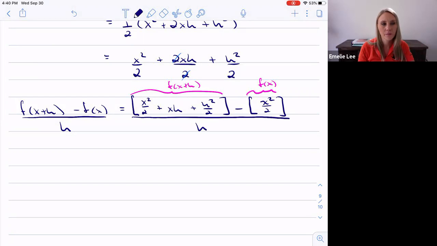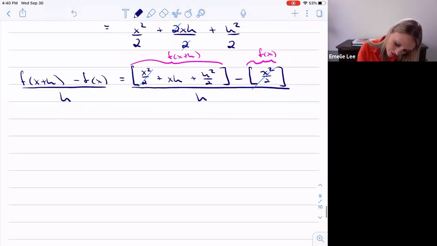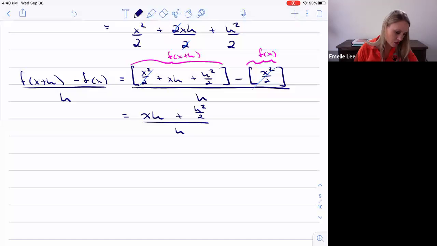Because I'm not multiplying anything, these brackets are just decorative, right? And so I can ignore them and I can take x squared over 2 minus x squared over 2 and be done with those two terms. So I can cancel this and this. And let's rewrite what we have. So that means that we have xh plus h squared over 2 over h.